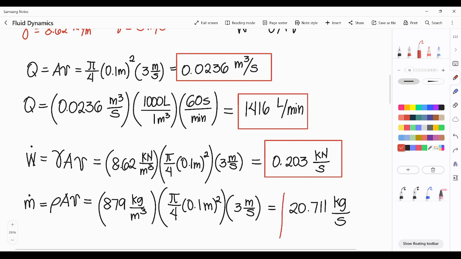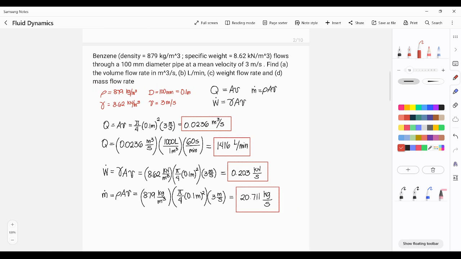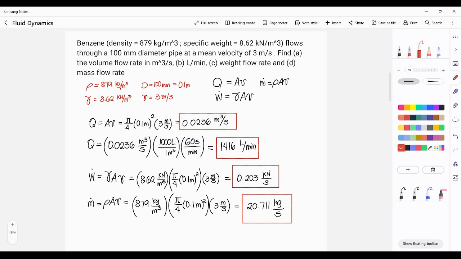So basically, these are our answers. These are our final answers: the volume flow rate in cubic meters per second, in liters per minute, our weight flow rate, and mass flow rate. So that is all for this problem.